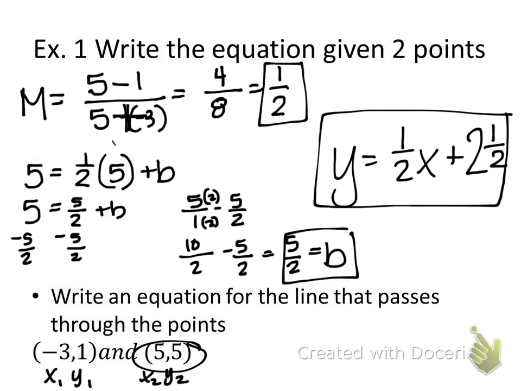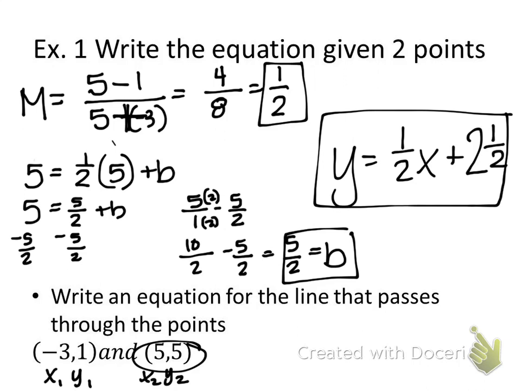It's exactly how you would find your equation when you're given 2 points. So first thing you need to do is find m. So I use my slope formula, which is y2 minus y1 over x2 minus x1. And then once I find that, I use a point, plug it back into the slope-intercept form, and find b.